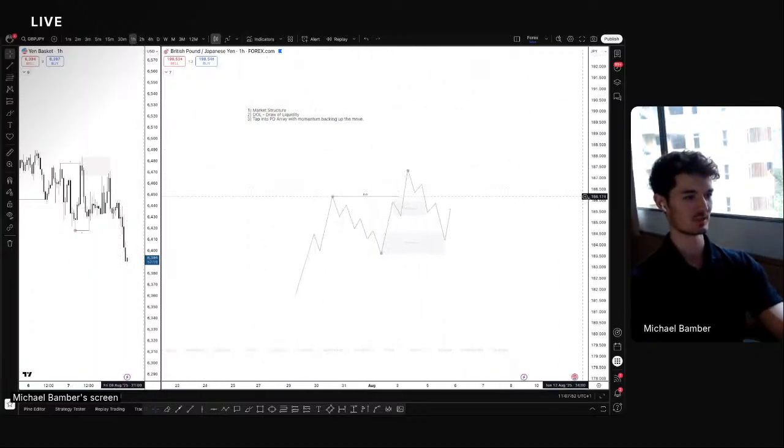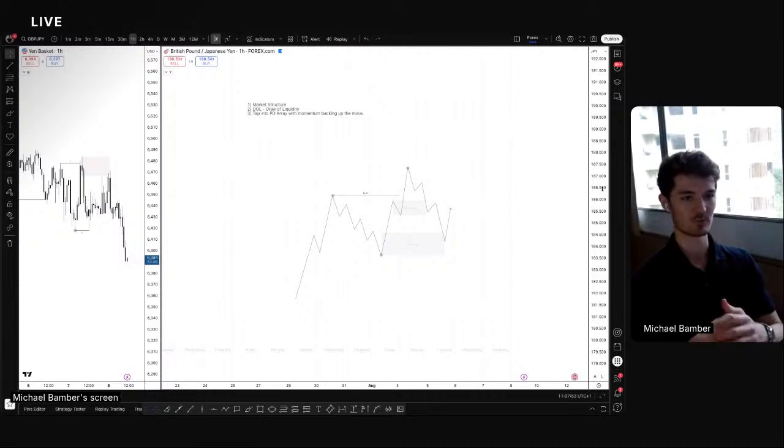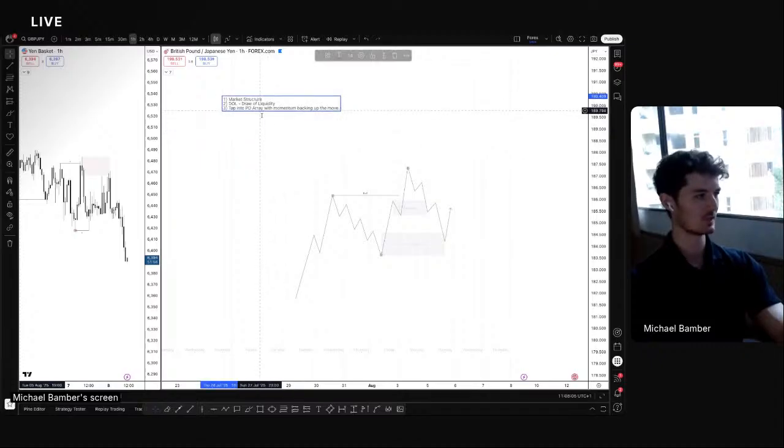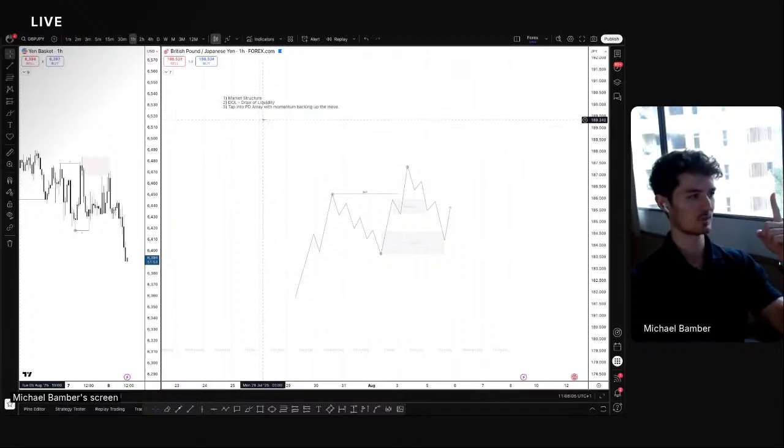We all know that, right? But the truth of the matter is, your narrative is the most important thing. If you can get your narrative correct a lot of the time, you can do very well. Entries are secondary. Narrative is the most important thing. Big believer in that. So three things: market structure, higher highs, higher lows, or lower lows, lower highs.